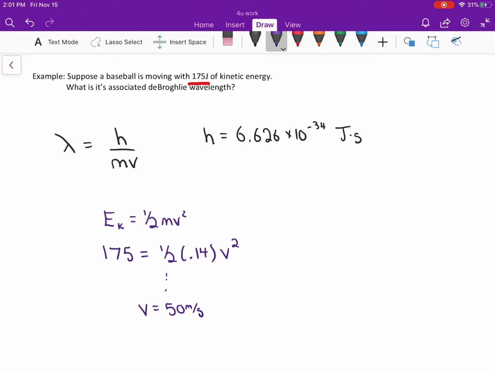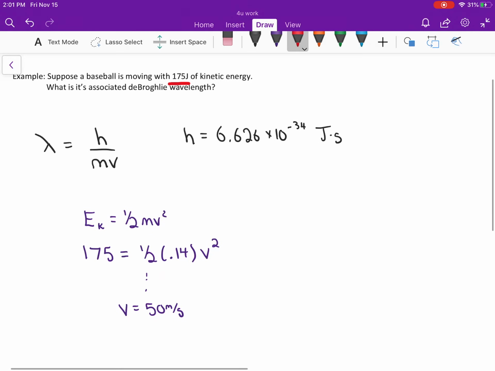That's pretty fast for a baseball. That's like 110 miles an hour. So if you were to Google Major League Baseball pitchers and how fast they pitch, that's going to be a really fast fastball. We can run with that number though.